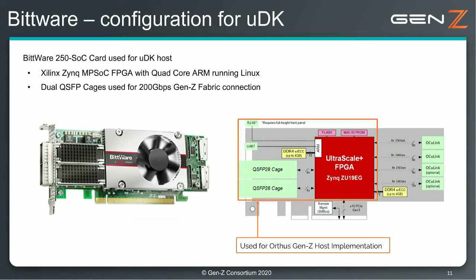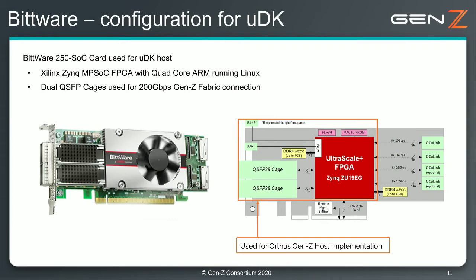So, as noted by Smart Modular, the Orthos Gen Z host and integrated bridge function has been implemented on the Xilinx MPSoC FPGA and enabled by the Bitware 250 SoC card. For the Orthos bridge function, we utilize dual QSFP cages, the RJ45 Ethernet interface, USB UART interface, and the Zynq FPGA. The PCIe edge connector is used for mechanical stability and power only, and no traffic is sent along that PCIe interface. Currently, the 4 Oculink connectors are unused, but could be made available with additional development and firmware updates.